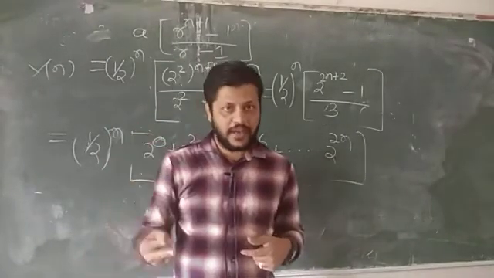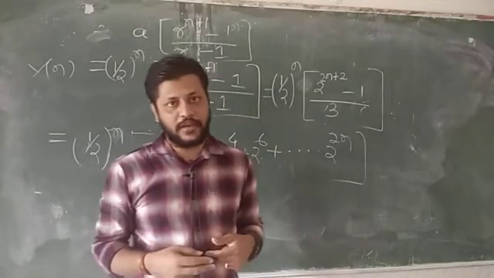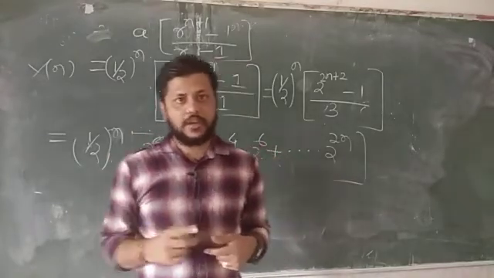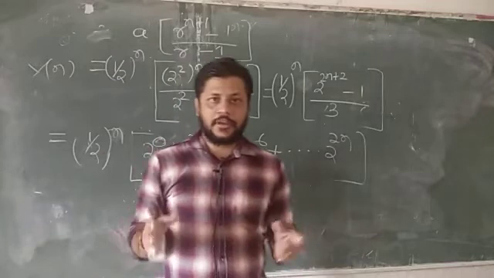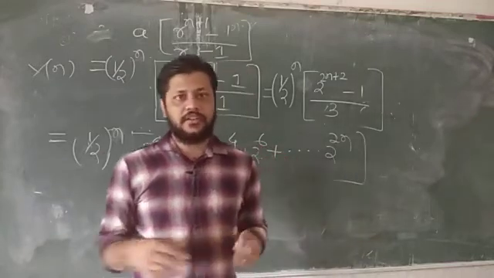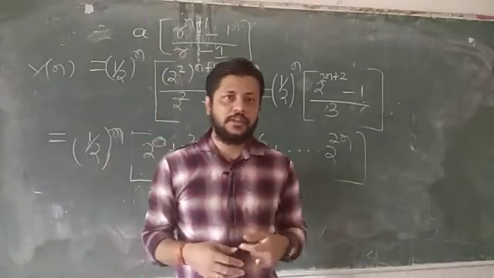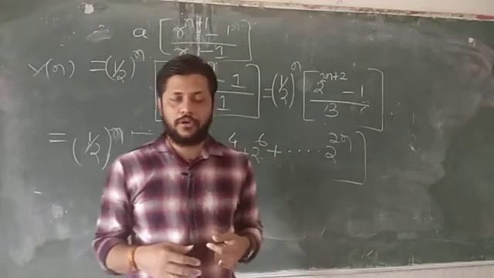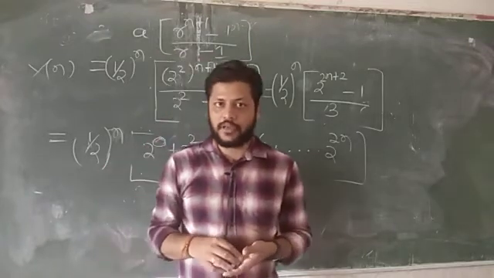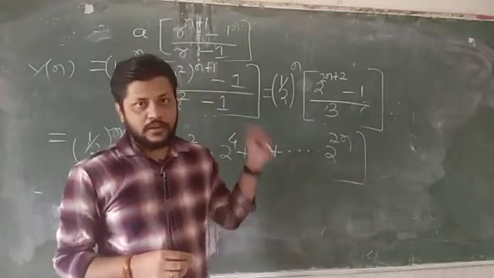If the series is infinite, then the formula is a by 1 minus r, where r must be less than 1. And if the series is finite, that is, consists of n plus 1 number of terms, then the series formula is a whole into r to the power n plus 1 minus 1 divided by r minus 1.